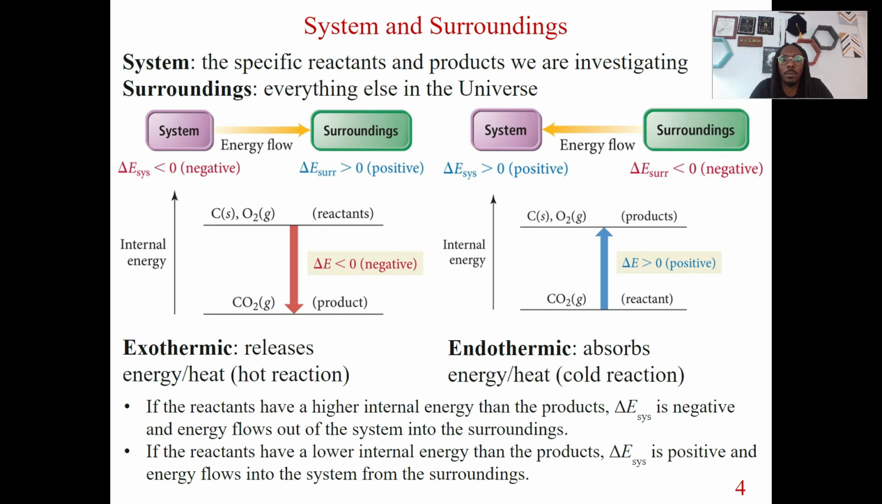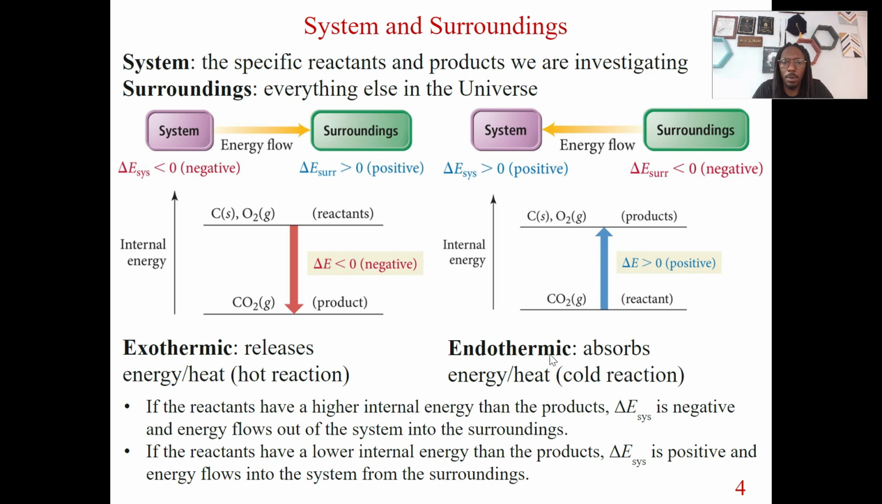To sum this up, everybody, look at these last two points. This sums up everything. Reactants have a higher energy, as we mentioned before, than products. So if the energy of your system is negative, that means the energy is flowing out of the system and to the surroundings, as we mentioned over here. If your reactants have a lower energy than your products, this means that your system will be positive. Therefore, energy flows into the system from the surroundings.